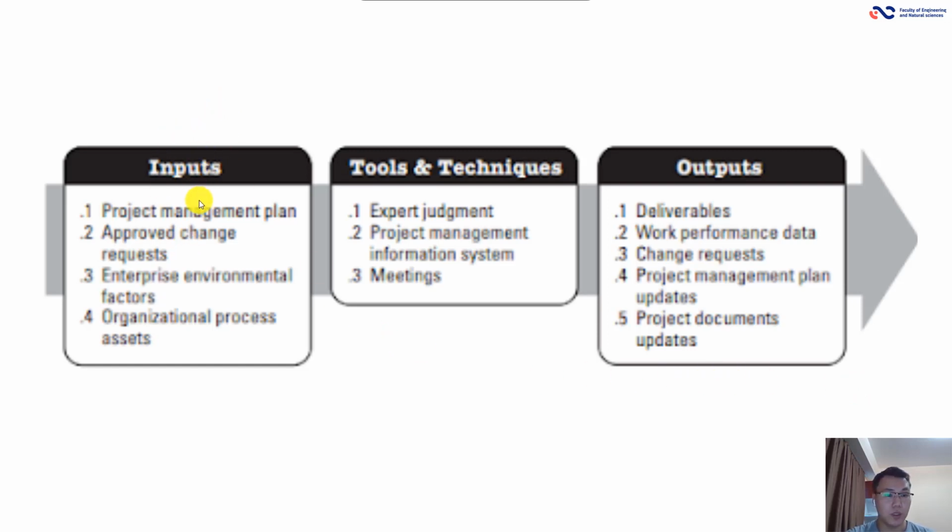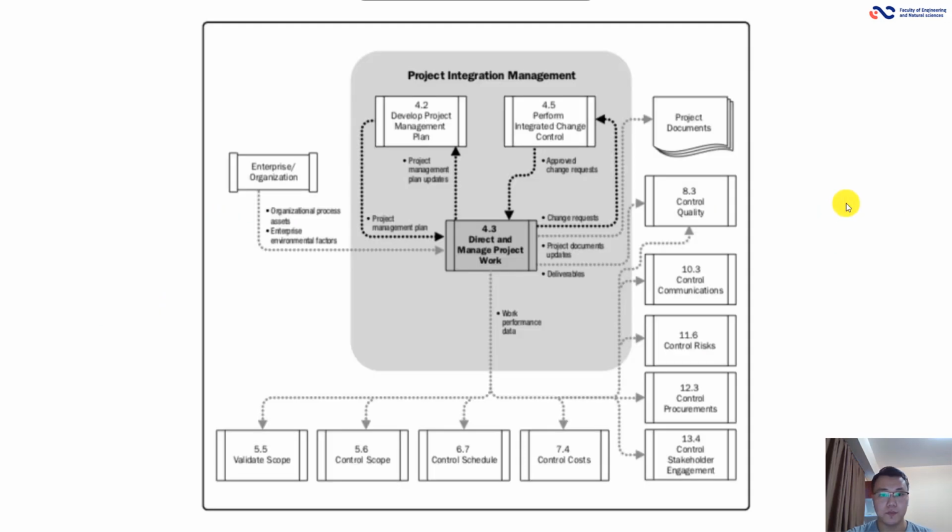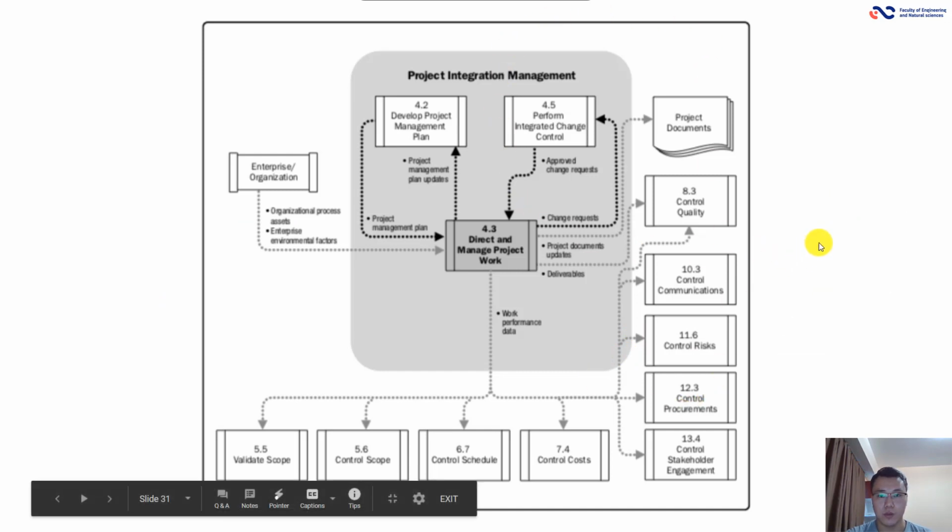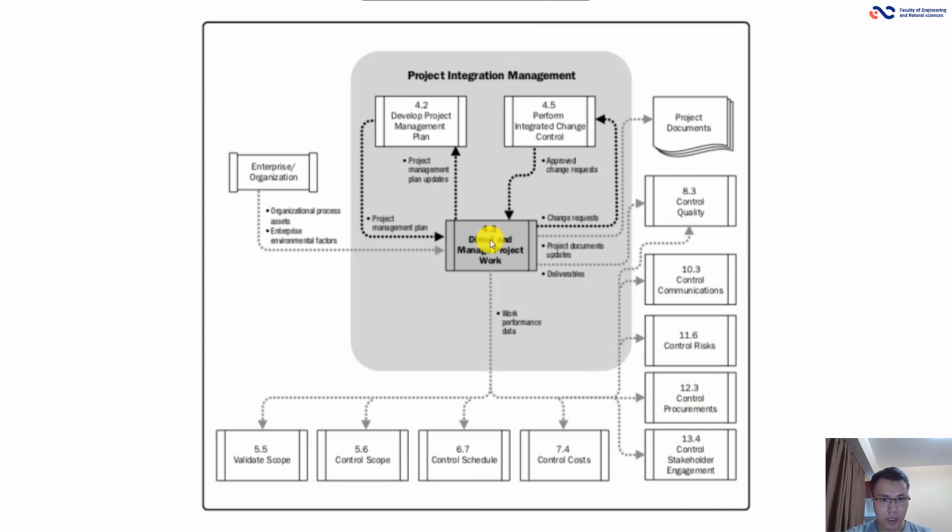Here in input we have project management plan, approved change request, enterprise environmental factors, organizational process assets. Here in tools and techniques we have expert judgment, project management information system, and meetings. On output we have deliverables, work performance data, change request, project management plan updates, and project documents updates. Here's a project integration management workflow after direct and manage project work.